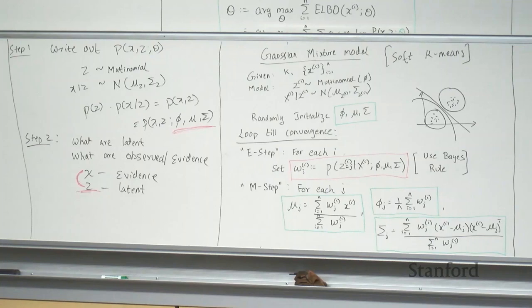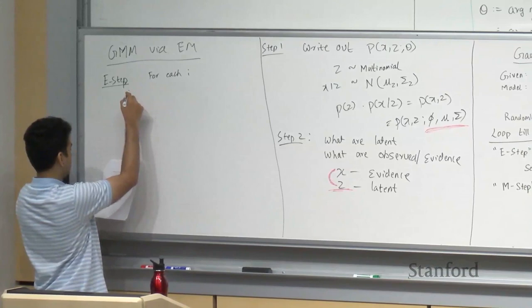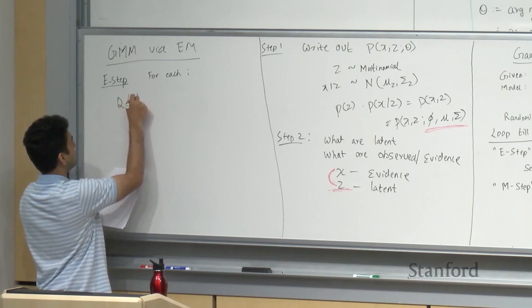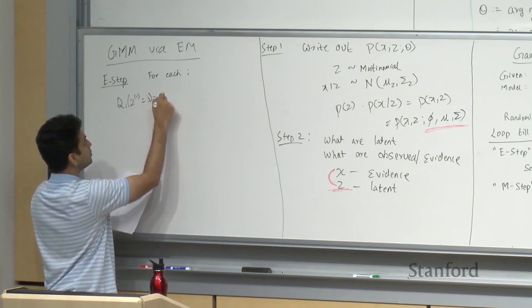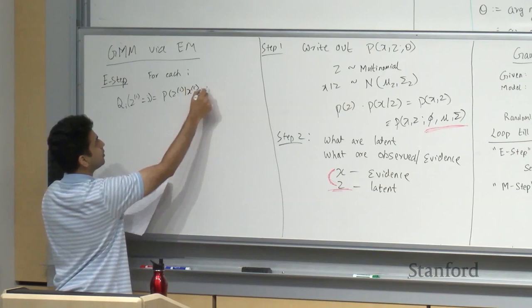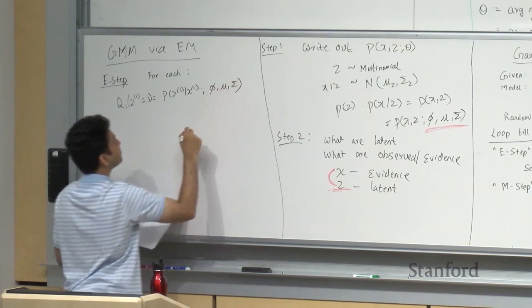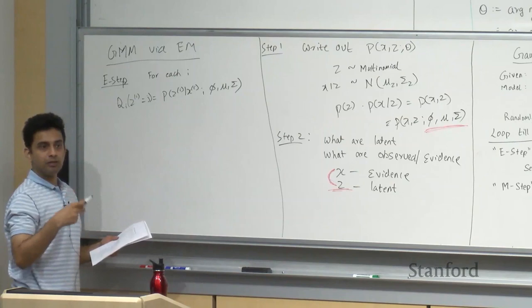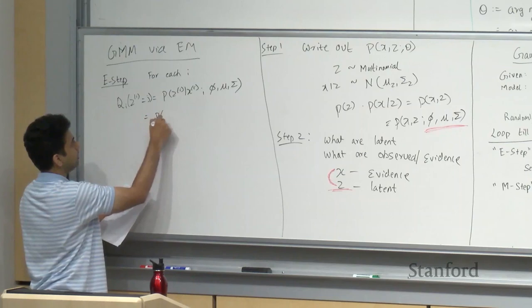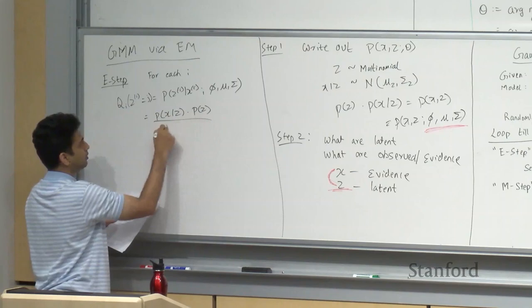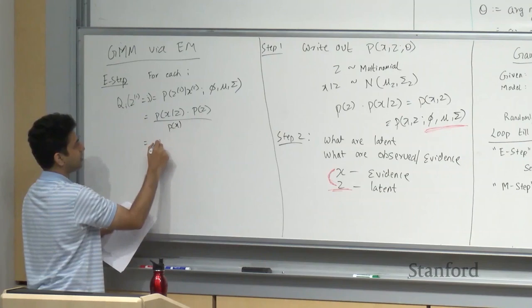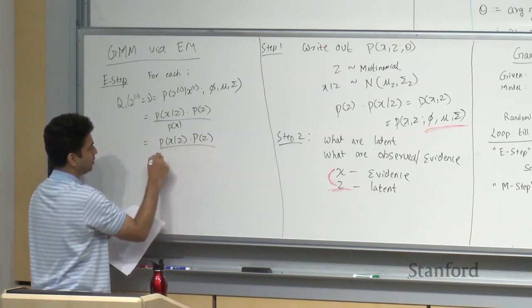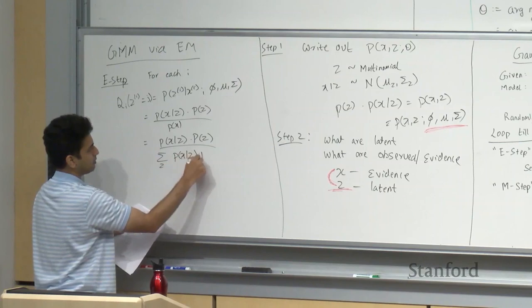So the E step in the Gaussian mixture model is, for each i, Qi of Zi equals j is equal to p of Zi given Xi at the current values of phi, mu, sigma. Now, how do we obtain the posterior distribution of Z given X? Using Bayes' rule, exactly. This is p of X given Z times p of Z over p of X. Because Z is discrete, this will be p of x given z times p of z over the summation over all z of p of x given z times p of z.